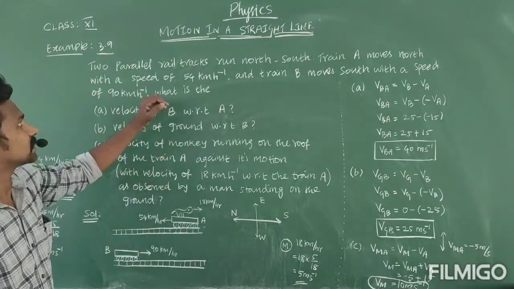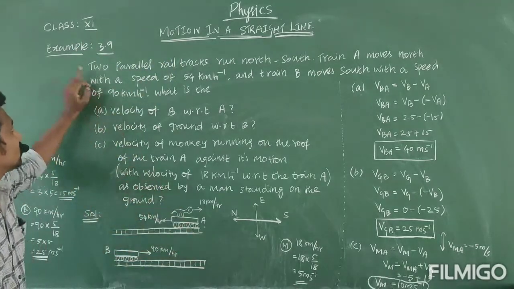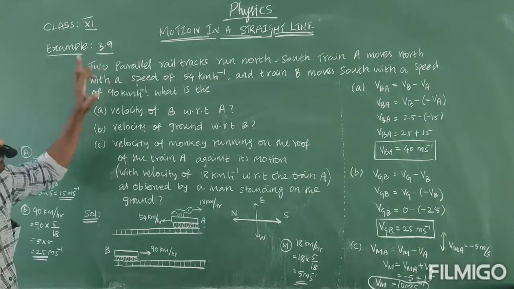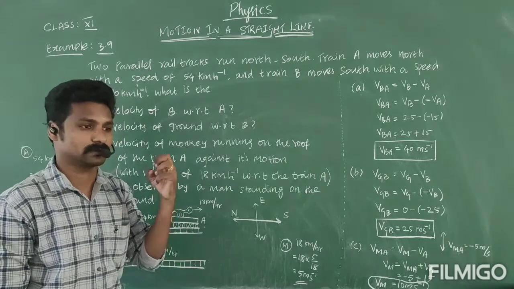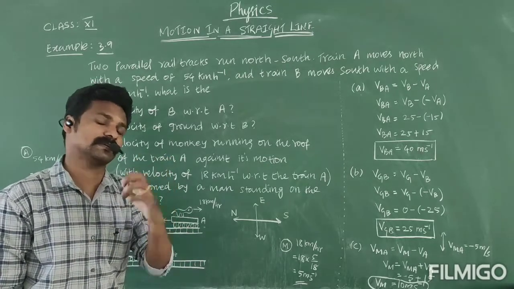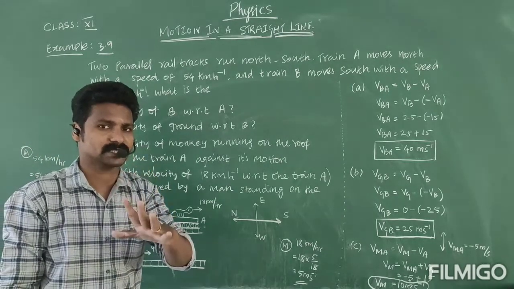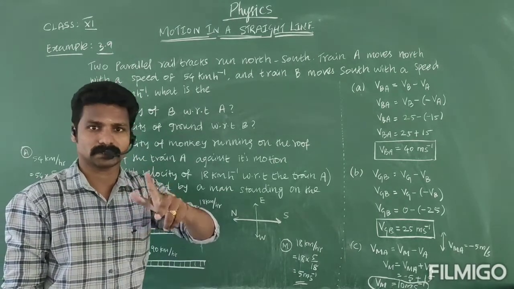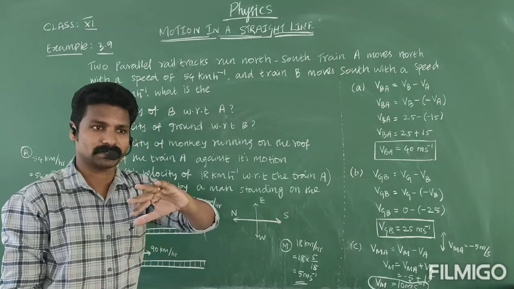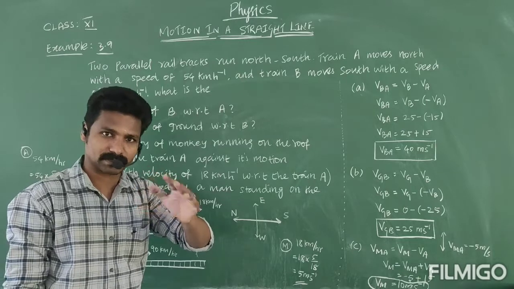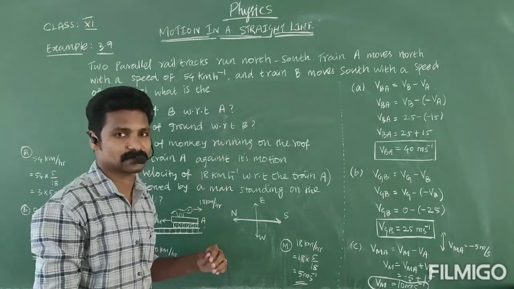Dear students, see the next one from 11th standard, Motion in a Straight Line chapter, NCERT example problem number 3.9. It is a fantastic problem, a great chance to learn about relative velocity in a different situation. See, the instant is the same, but we are going to calculate in a different way. With respect to a different person or a different object, how the relative velocity will be changed. Let's see this question.